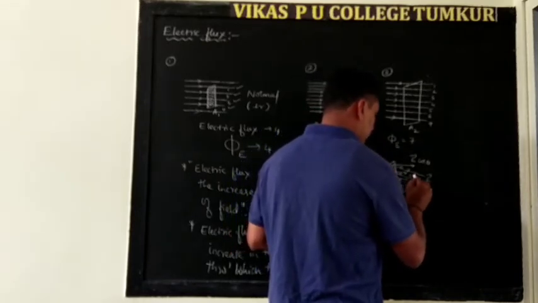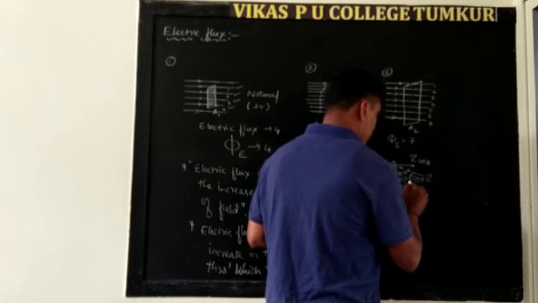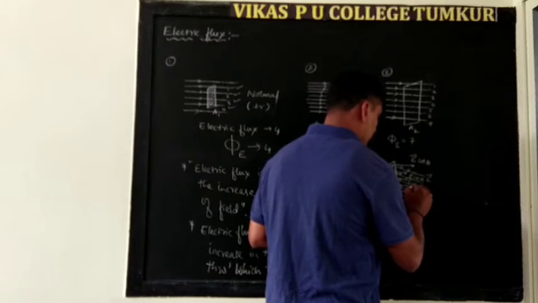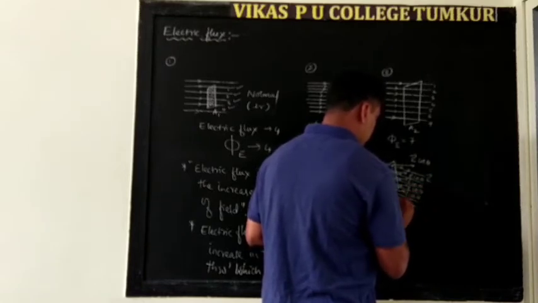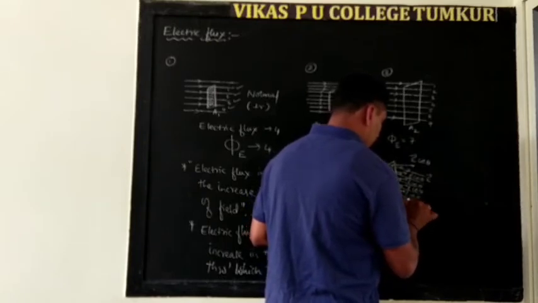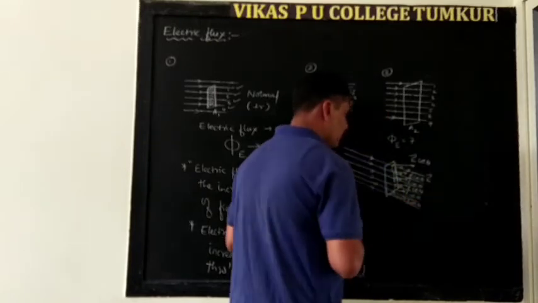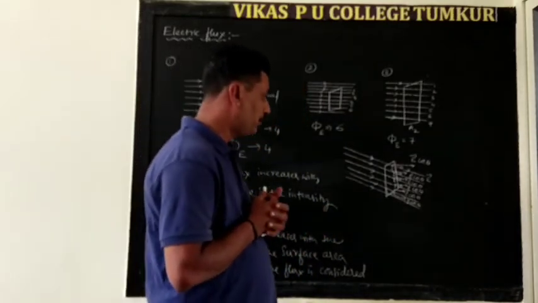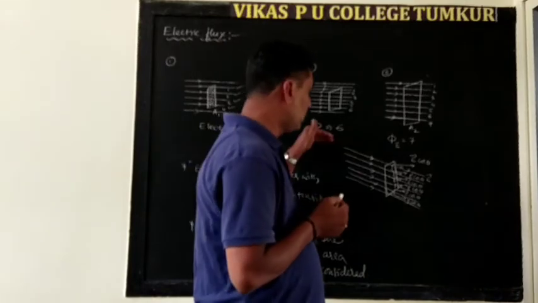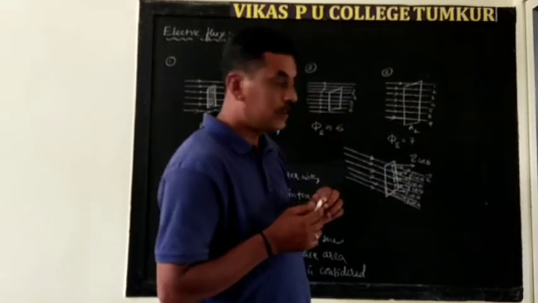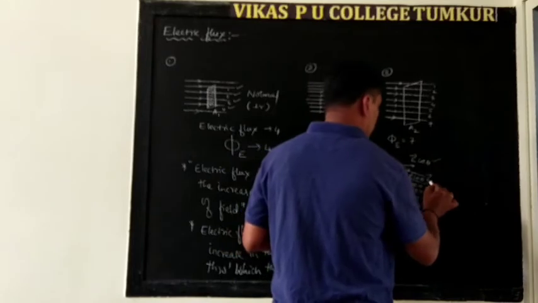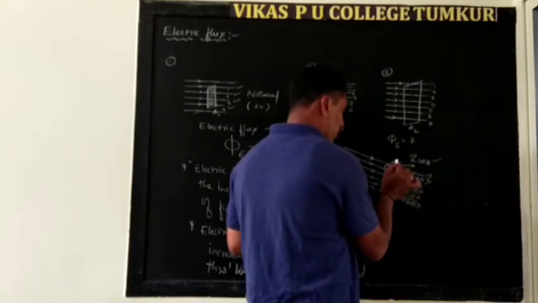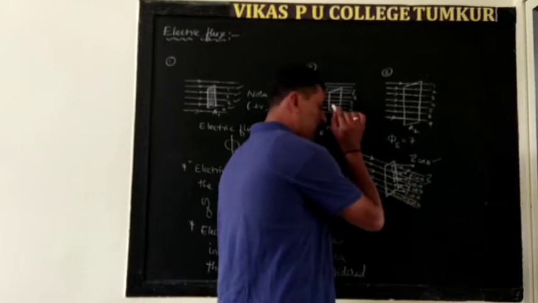So, E cos theta. Like this. I will compare. Now, are there field lines that are crossing normal? Yes, there are. Which is the component? E cos theta. Now I can count this: 1, 2, 3, 4, 5, 6.